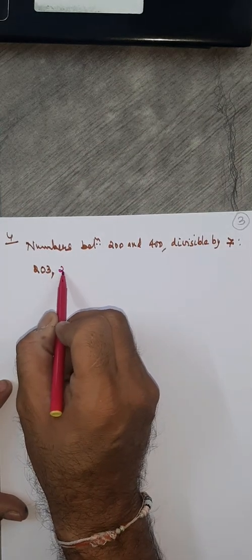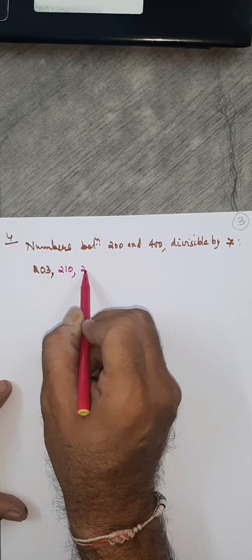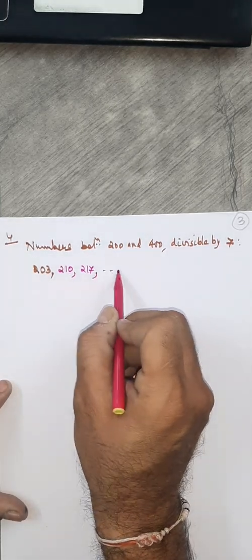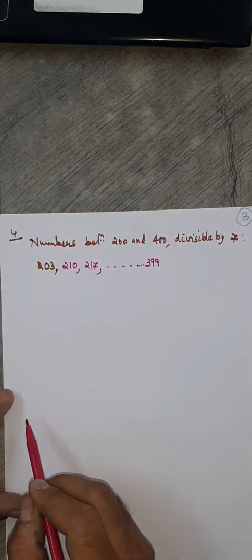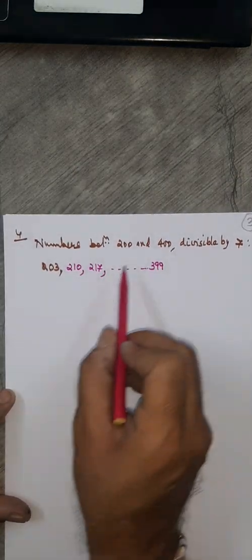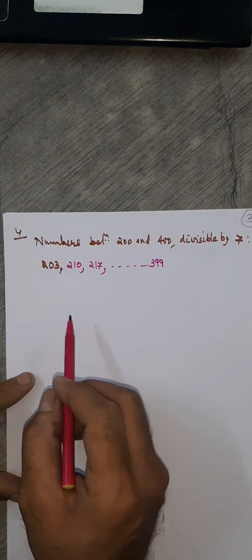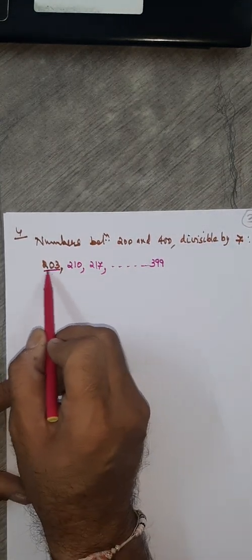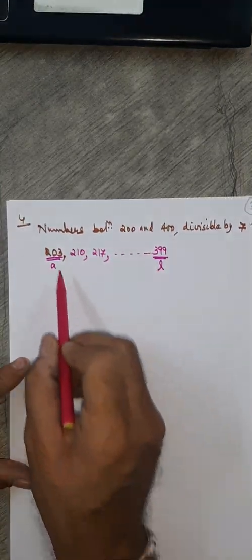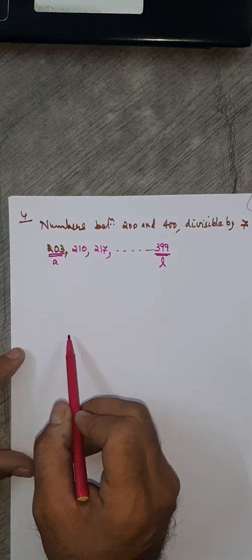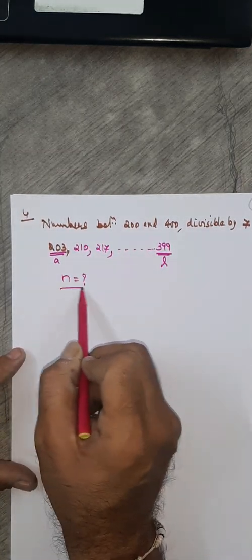Now you just keep on adding 7. So 210, then 217 and so on. The last number is 399 before 400. These are the list of the numbers divisible by 7 between 200 and 400. So here this is a, this is l, last term. This is an AP, we know, but we need to find n. What is n? How many numbers are there? That we need to find.